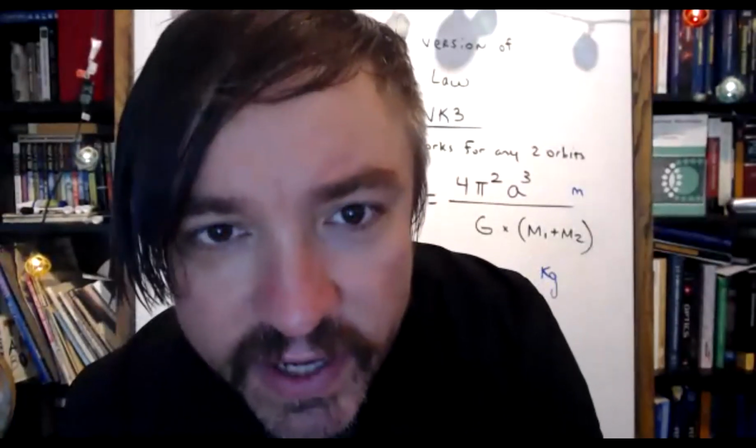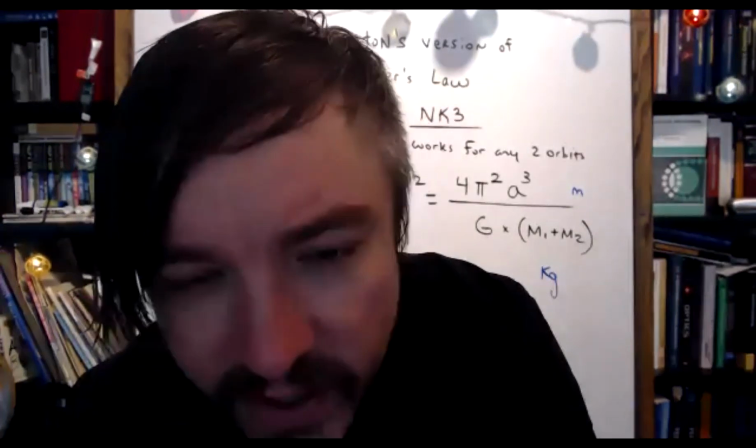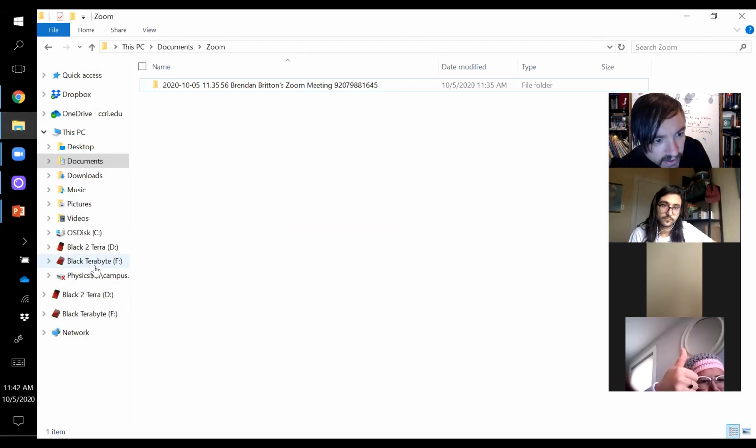Remember also from your history lesson that Galileo had attempted to try p squared equals a cubed. Let's get my history of astronomy lecture up real quick.